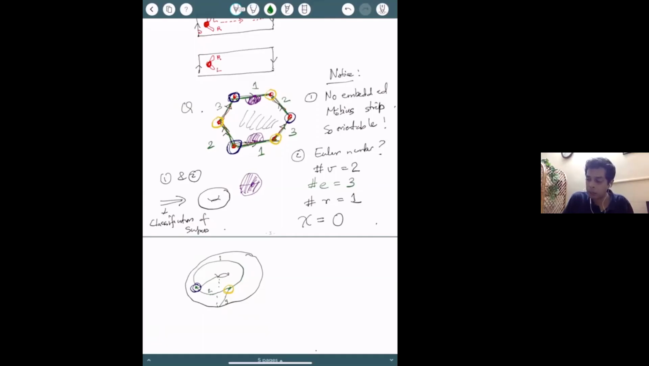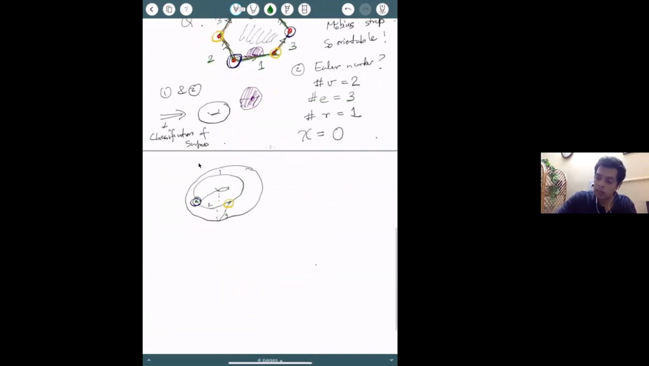Okay, so this is what you get. You get a torus, right? All right. And then there was another question about what is a closed orientable surface with Euler number equal to -2.